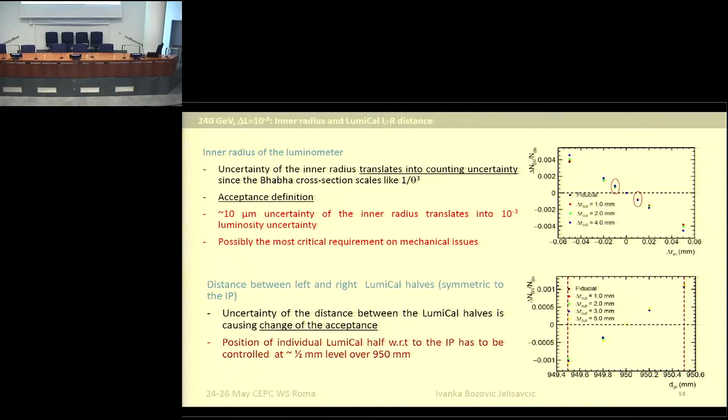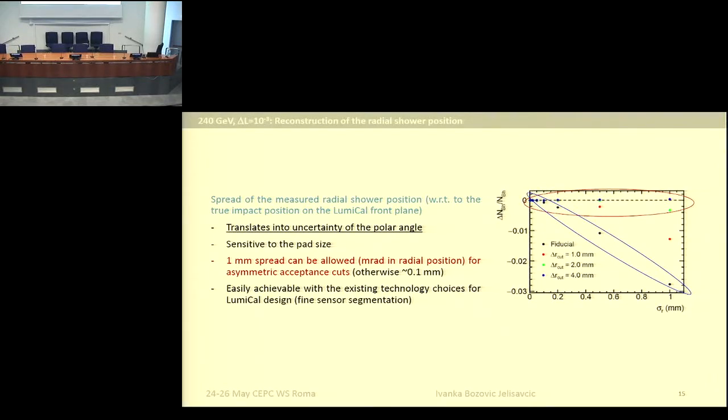The distance between the left and right sides of the LumiCal is, again, a possible effect, assuming here that they are shifted symmetrically with respect to the interaction point. Again, it's changing the acceptance. This is the nominal position, and 10 to the minus 3 corresponds to a distance of approximately half a millimeter over 950 millimeters. With frequency scanning interferometry and other available techniques, this should not really be a problem.